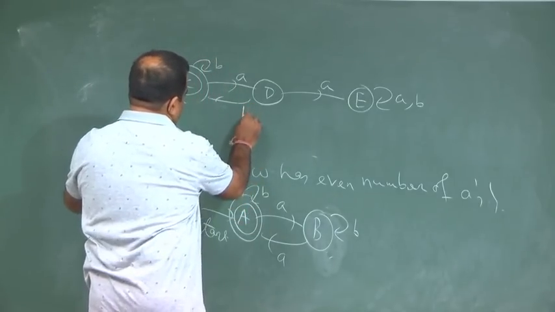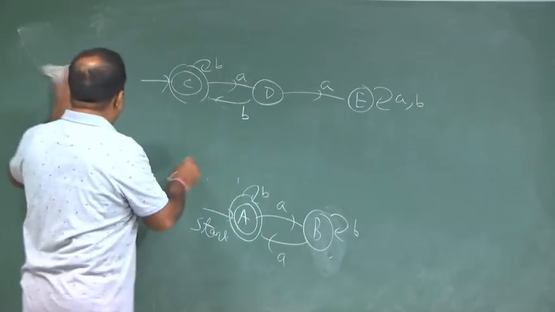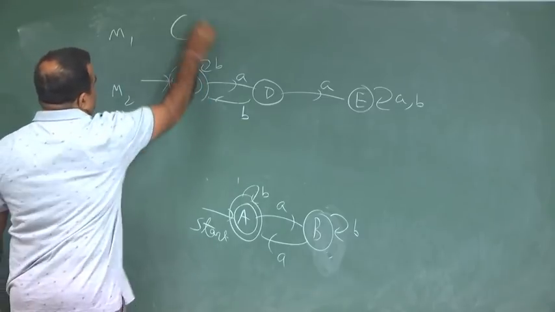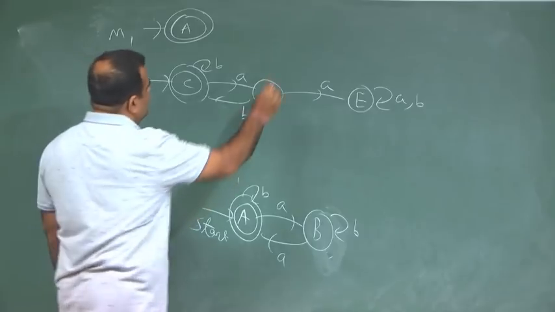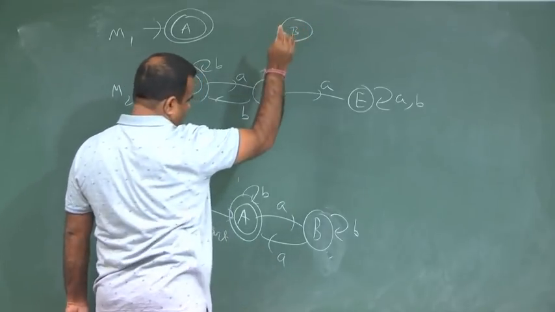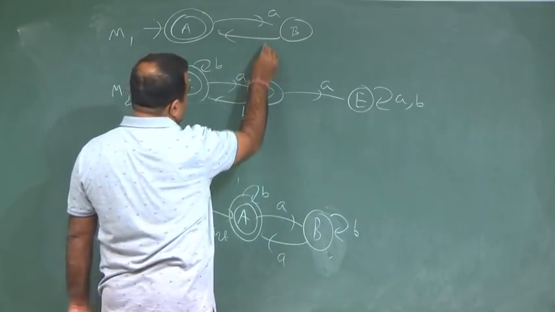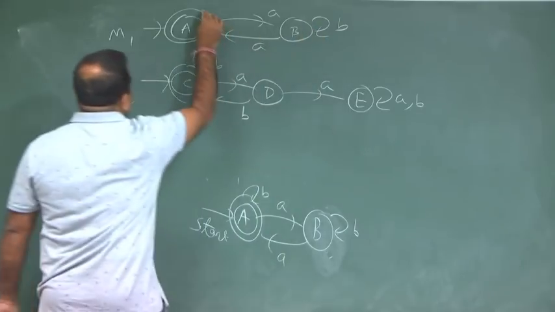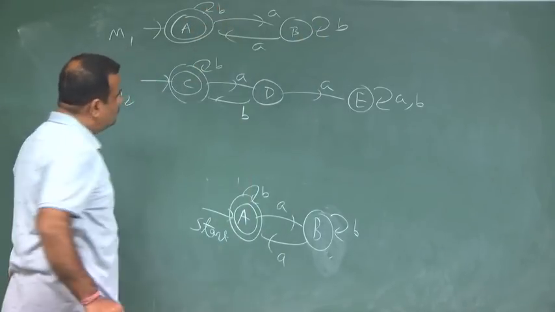So, this is B. Let me write, this is our M2 and M1 is here. A is the starting state as well as the final state, and we have B over here. A, even number of 1s, even number of A's, and we have B over here. Okay.